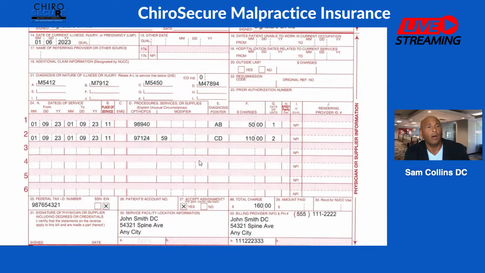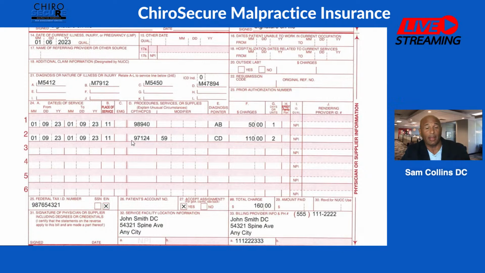So how do we do this? Well, on the claim form, this is what it should look like. Take notice that diagnosis A and B are cervical radiculopathy and myalgia of the neck. Diagnosis C and D are back pain with arthritic changes. So notice 98940 points to A and B, meaning the adjustment is occurring to the cervical region.